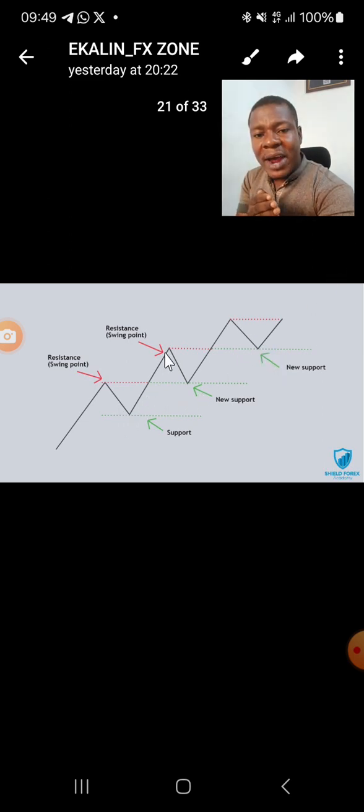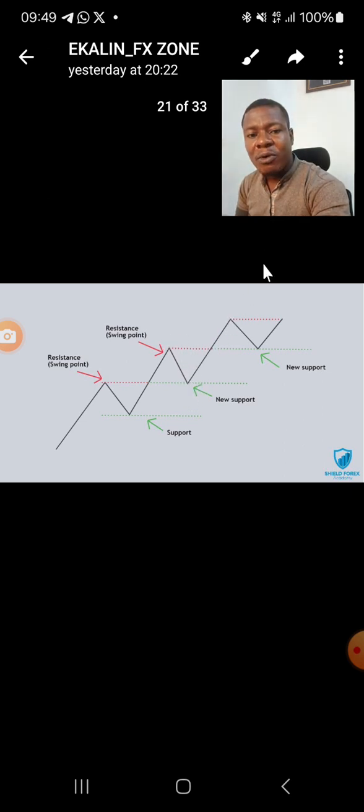You wait for the price to break the resistance and then retrace back to the support. You buy from the support and price makes another impulsive move up. So this is how to trade an uptrend market. Always wait for the retracement move and then you join the impulsive move up. So that's how to trade an uptrend market.